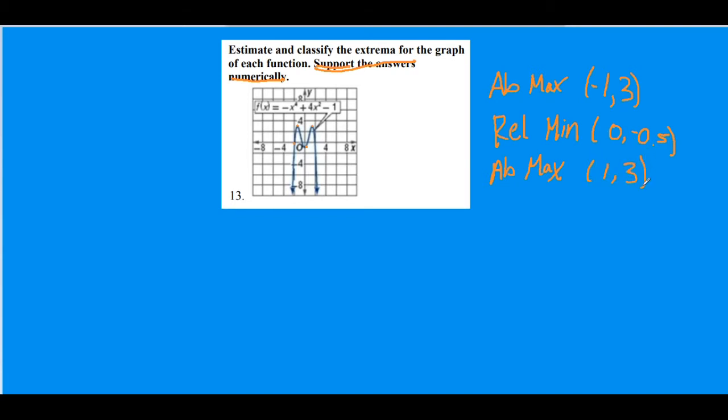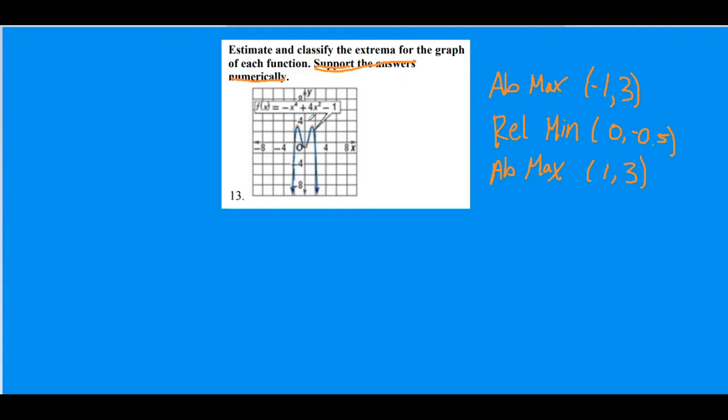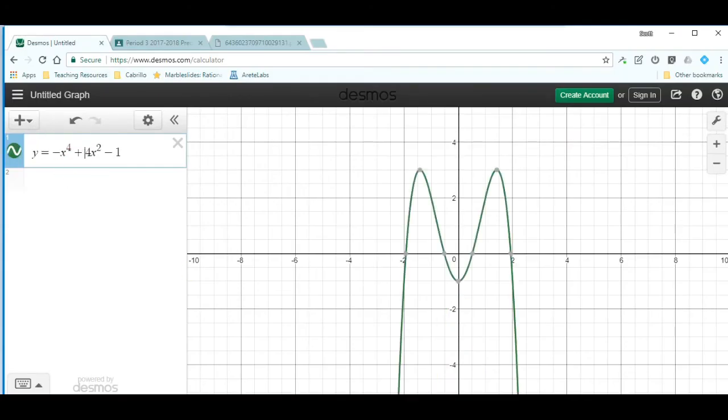So I've estimated them and I have classified them, but I'm curious to see how close my estimate was. Let's go to Desmos. Negative x to the 4th plus 4x squared minus 1. Negative x to the 4th, was it minus 4x squared minus 1? Maybe, let's see. Plus 4x squared minus 1. See, it didn't feel right. Plus 4x squared minus 1. Alright, so there's the absolute max, and a relative min.